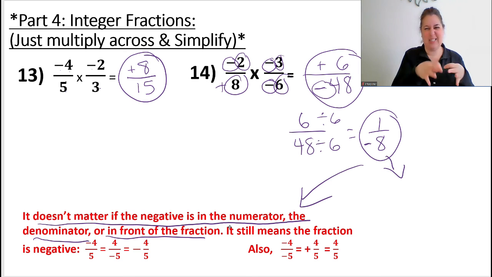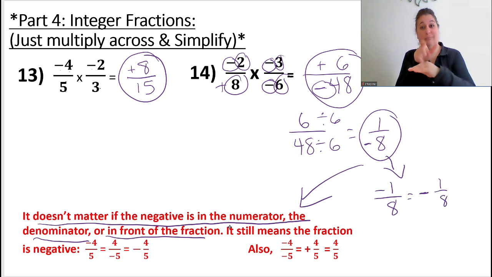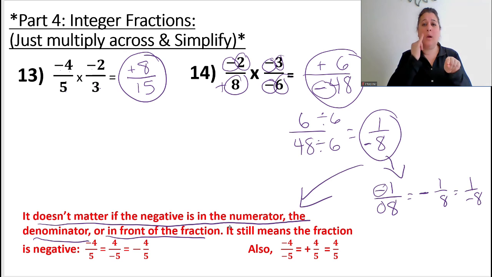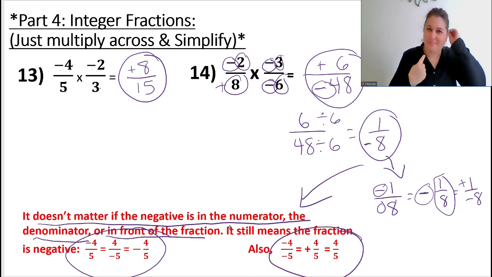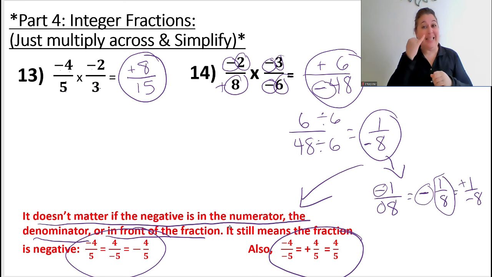So what this is saying is I could have put the negative on top. I could have put it in the middle. Or I could put it on the bottom. It still means the whole fraction is negative. Because look, a negative divided by a positive is a negative. This is just saying the whole fraction is negative. This, a positive divided by negative, is a negative. It still means the whole fraction is negative. That's what these examples are saying. It does not matter where you put them. It still makes it negative.